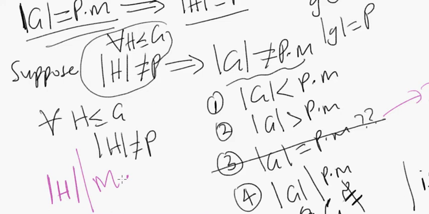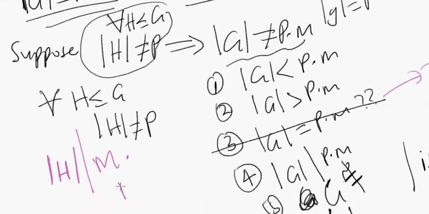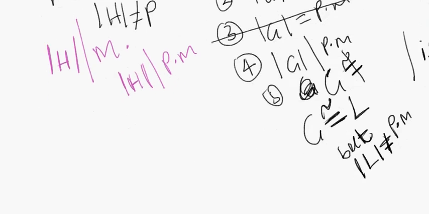We're assuming that for all subgroups H of G, the order of H does not equal P. If that is true, and the order of H for every subgroup must divide P times M, the order of the group itself. Oh, we don't know that yet. Right, that's what we're trying to prove. Oh, maybe that's the idea. Well, let's flesh this out. If it doesn't work, we'll maybe try some other strategy.